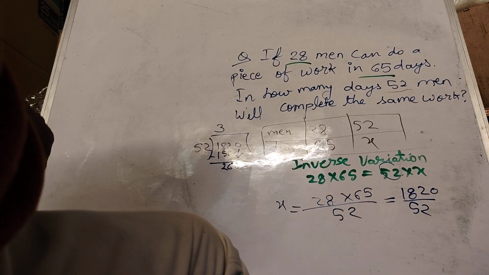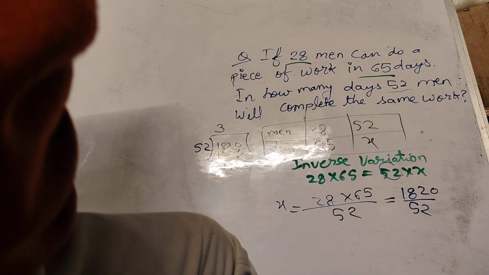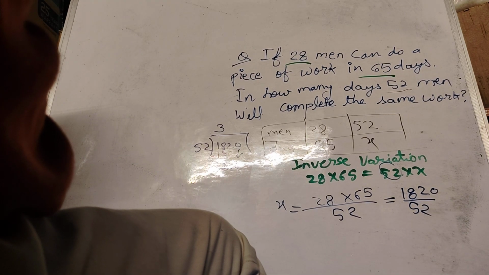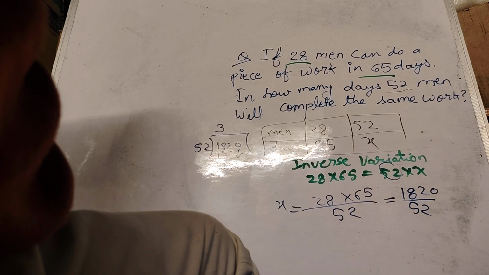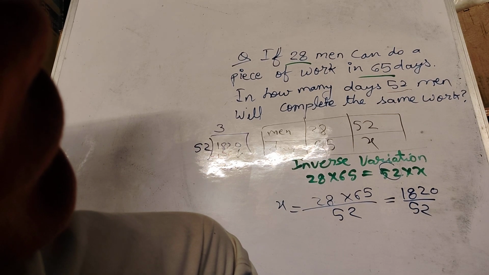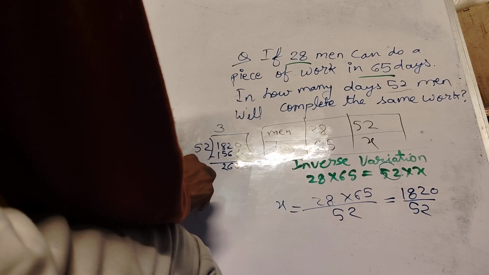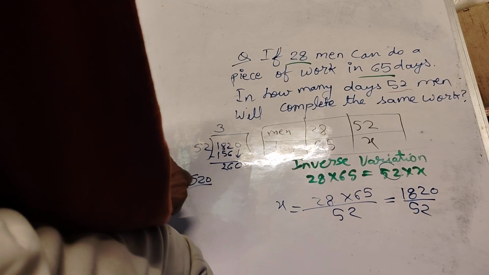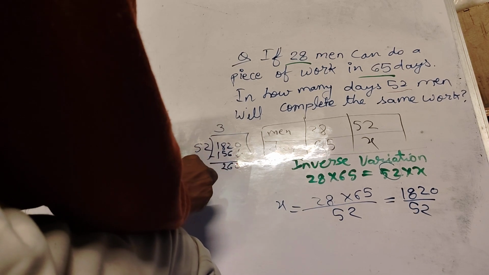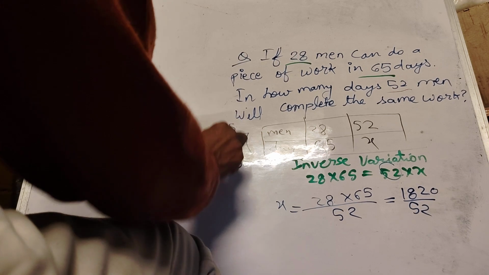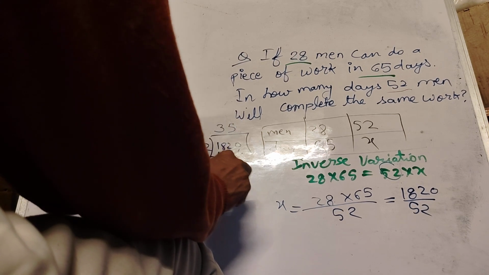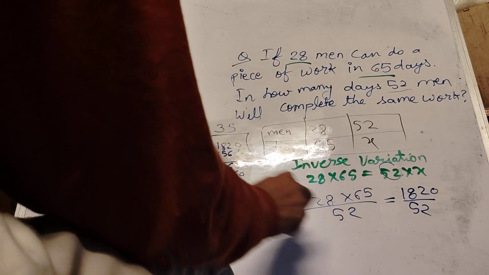Can you tell how many times it will divide? I think 5 times, because 520 is 10 times 52, so it is half of that, which means 5. So it will give us 35 days.